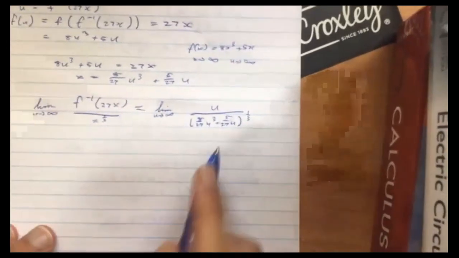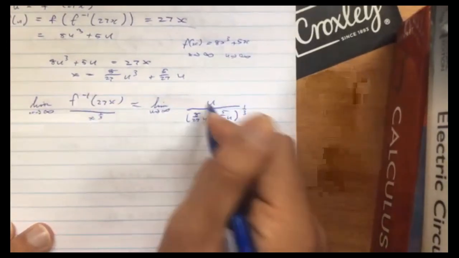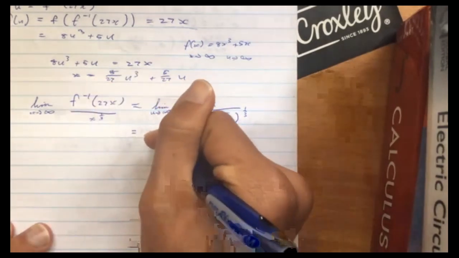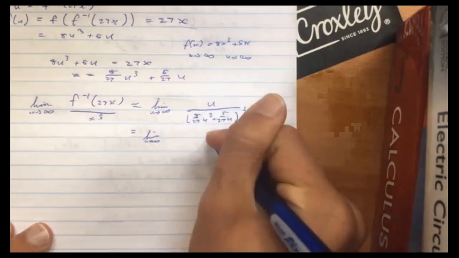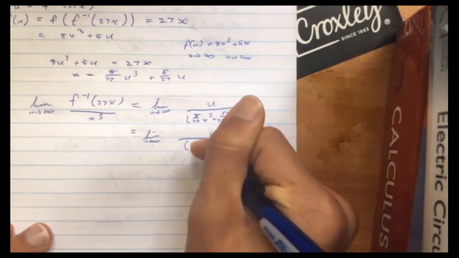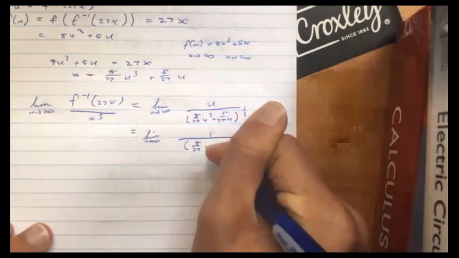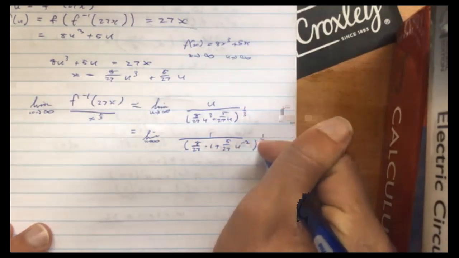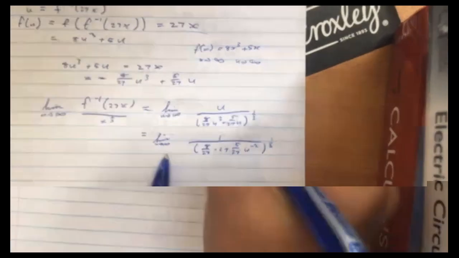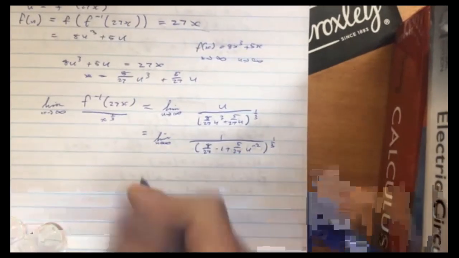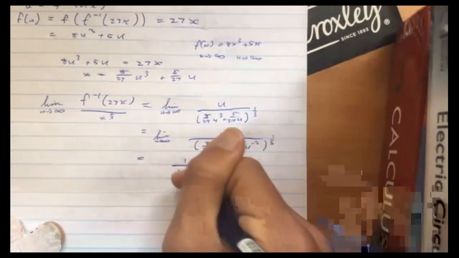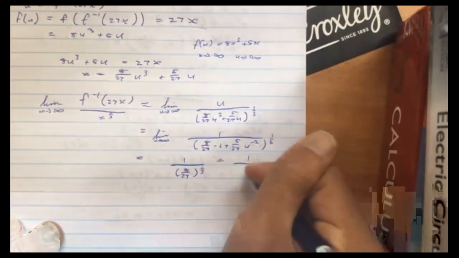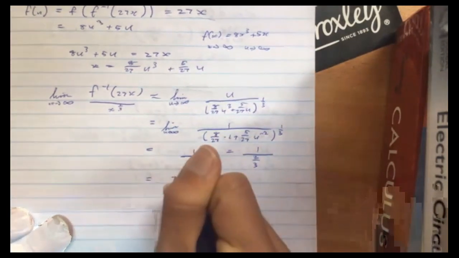Okay, and now from here, we can factorize u at the numerator and denominator and get that this is the limit as u goes to infinity of 1 over (8 over 27 times (1 plus 5 over 27 u to the minus 2)) to the 1 over 3. And as u goes to infinity, that term vanishes. So we're left with 1 over (8 over 27) to the power of 1 over 3, which is 1 over 2 over 3, which is 3 over 2.